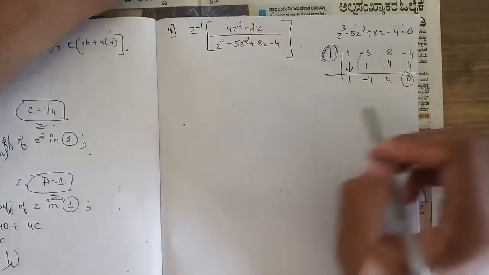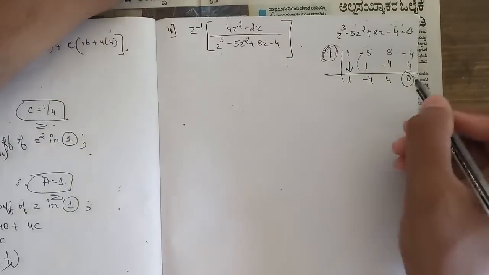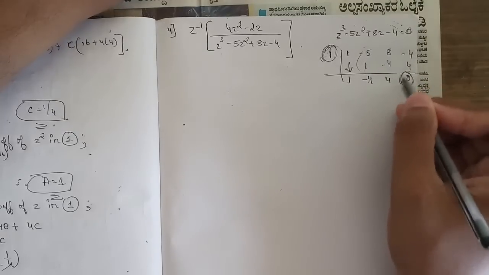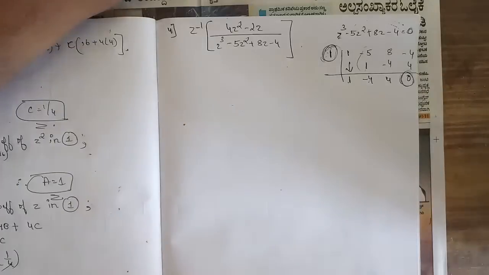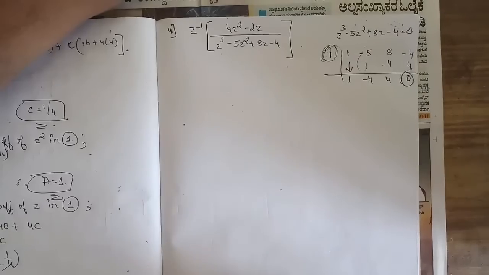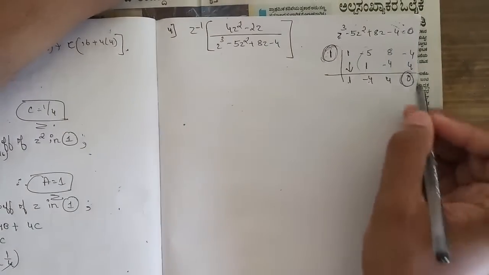We need to do this synthetic division in such a way that the last term, whatever we get by adding, should be equal to 0. It strictly should be equal to 0 in order to get the roots. If it is not equal to 0, you might have made some mistake. This should be equal to 0.